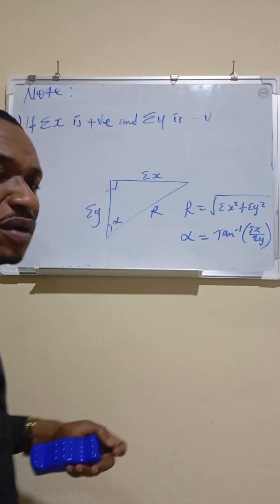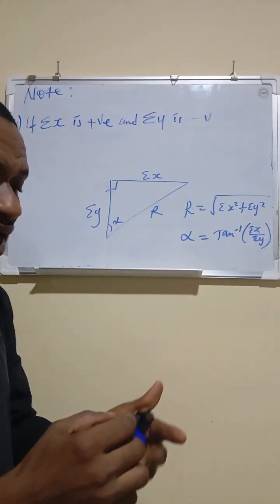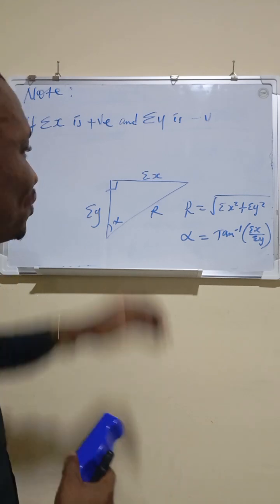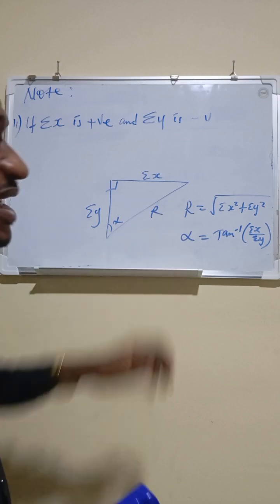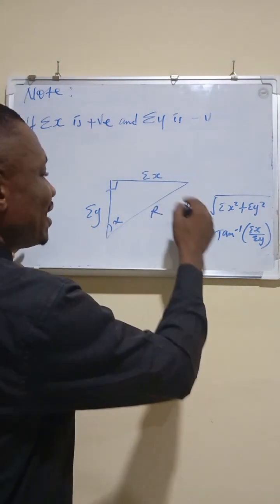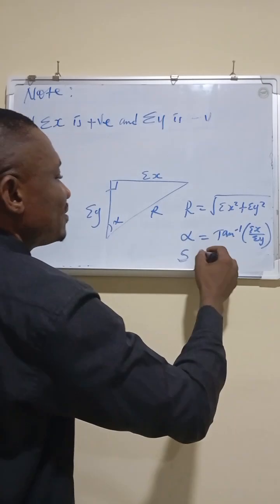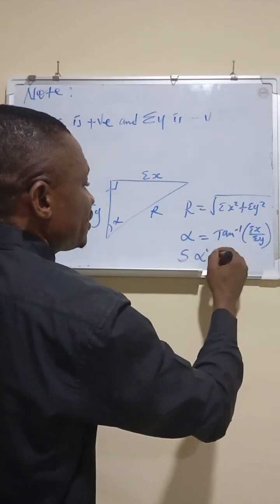Why do we always obtain this? This alpha, I call it direction. You know that when you talk about a vector, you must have magnitude and direction. This one stands as magnitude, and this one stands as direction. So in this case, you will represent it as south alpha degree east, since it goes down.